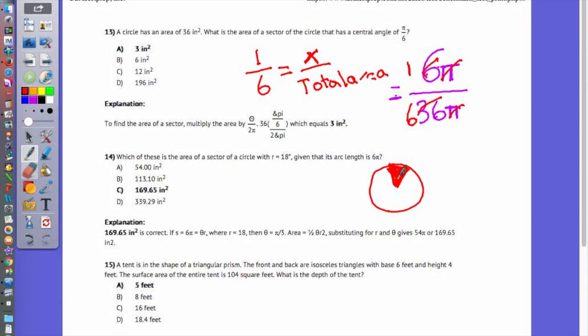Or I can say, well, this is 1/6 of the total area. I can just find the total area and divide by 6. So to get the area, it's radius squared times pi, right? So 18 squared is 324. And what is 324 times 3.14?